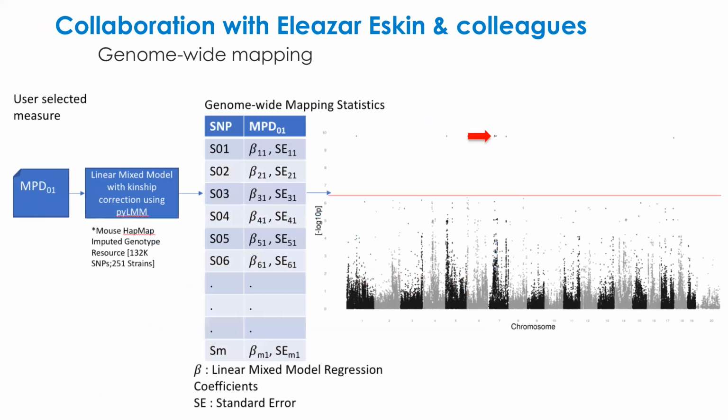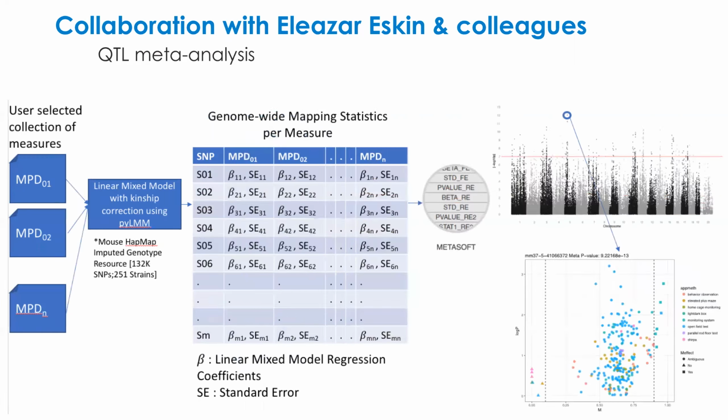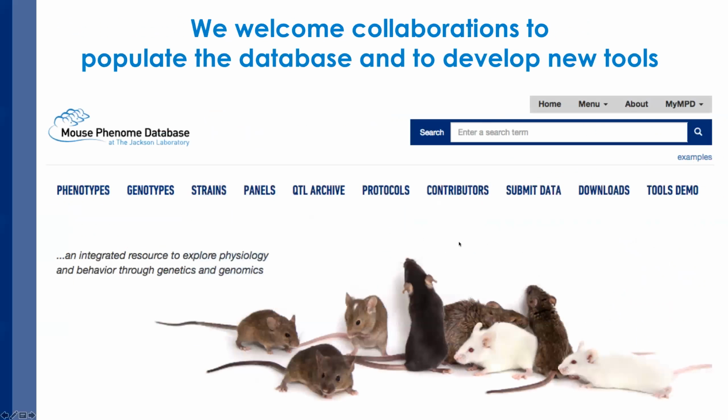We also have a collaboration with Elazar Eskin at UCLA, genome-wide mapping using PyLim that the Eskin lab has developed. QTL meta-analysis also with PyLim and Metasoft data analysis. So we welcome collaborations to populate the database and to develop new tools.